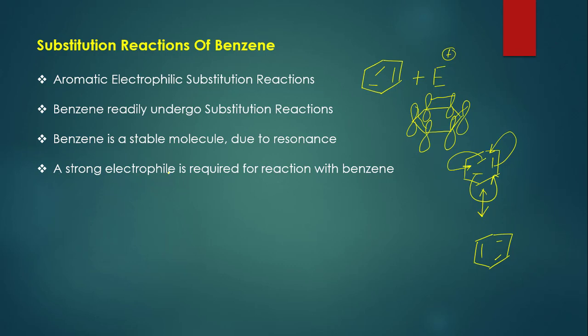A strong electrophile is required for a reaction with benzene. As we know, benzene is stable due to resonance, so we have to produce some strong electrophile to attack this benzene pi electron system.